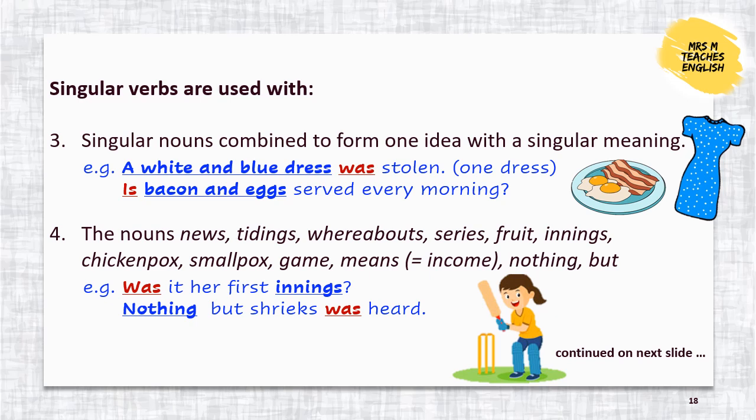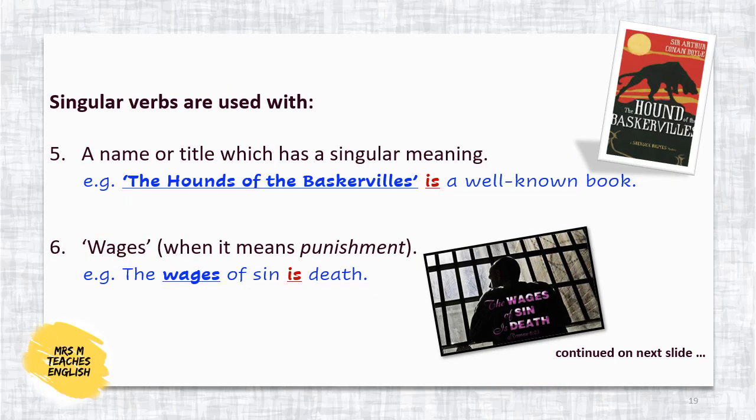Singular verbs are also used when two or more nouns are combined to form one idea. And that's why we say "fish and chips is my favorite takeaway meal," and not "fish and chips are my favorite meal." There are some nouns that look plural, but are always considered as singular, such as news, series, and a cricket innings. We use singular verbs with names or titles when it's clear that we're referring to one item. And a rather old-fashioned biblical term, wages, is also always considered singular.